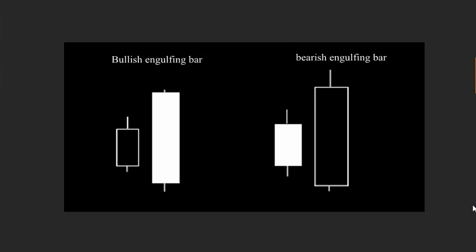The engulfing bar reversal pattern is one of the most important candlestick patterns that traders can use to benefit when trading financial markets. And as you can see in this illustration, this candlestick pattern is called engulfing bar because the engulfing candle engulfs or overshadows the previous candle.